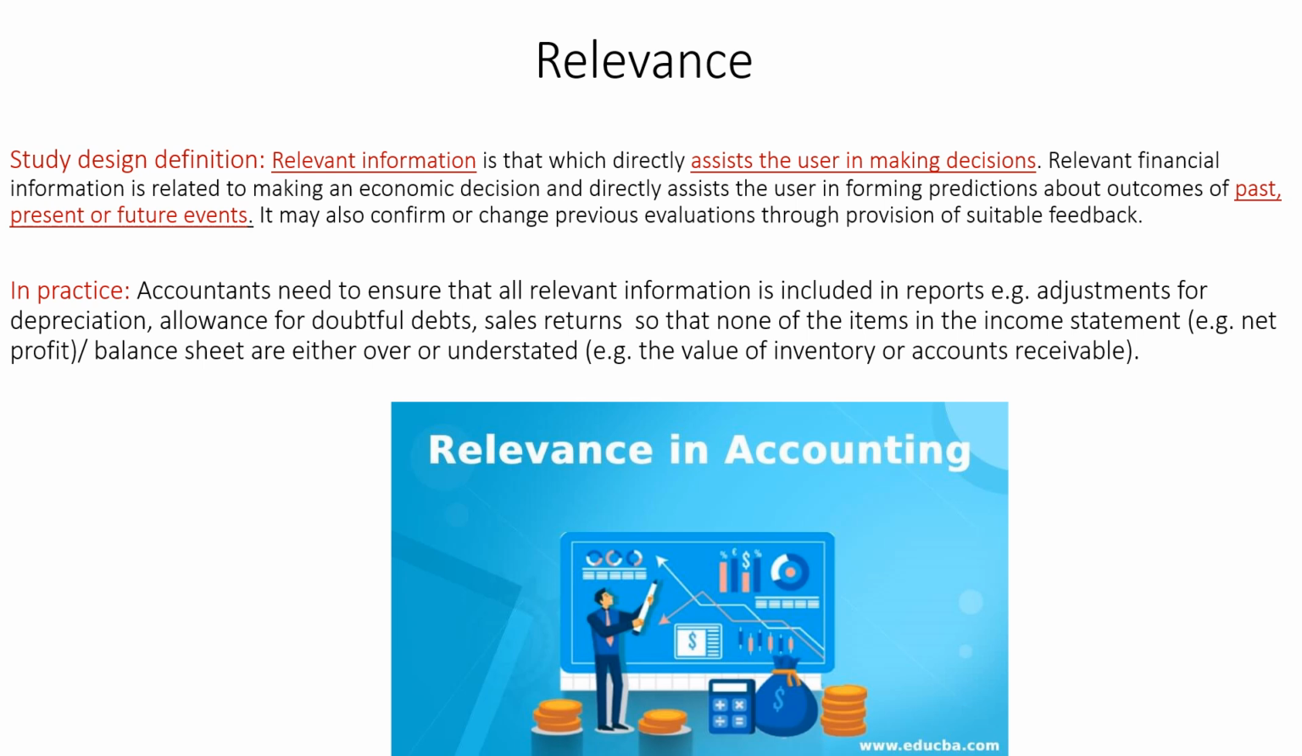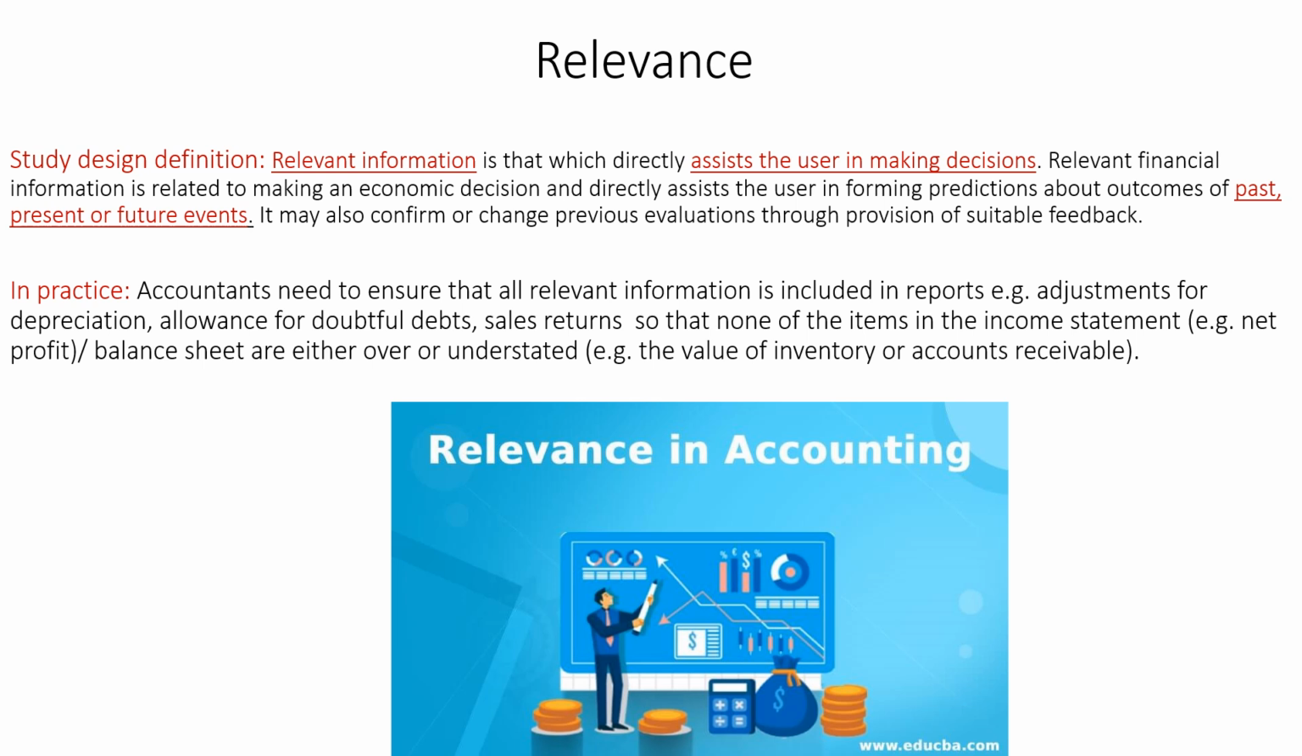Now, relevance seemingly comes up in every exam. And so therefore, again, referring to the key terminology in the study design, which I've underlined here, that the relevant information in the reports needs to help the user make decisions based on past, present, or future events in terms of their decision making. So therefore, we need to include information in our income statement, in our balance sheet in particular, about depreciation adjustments, allowance for doubtful debts.